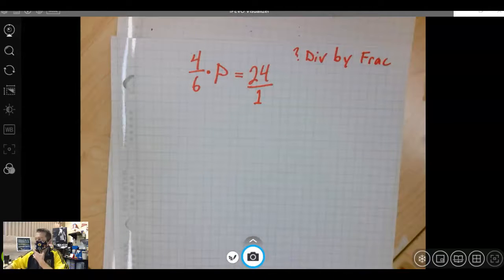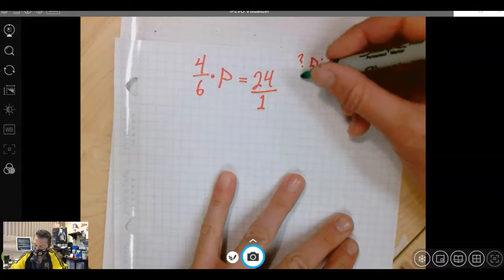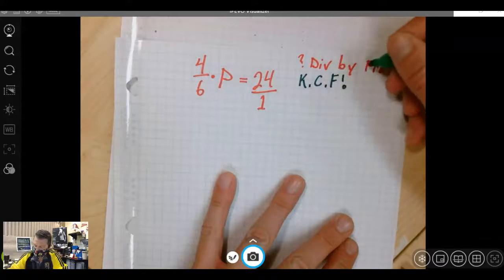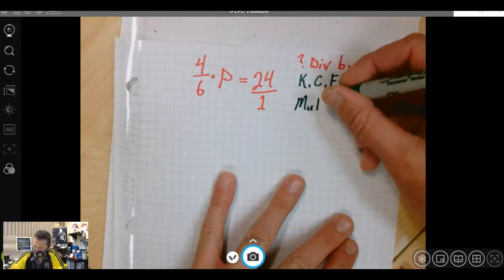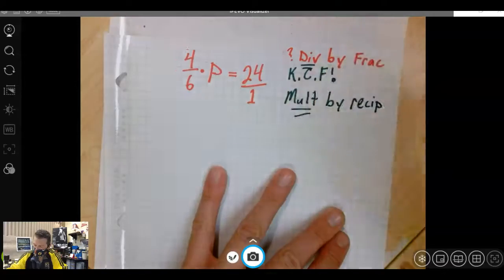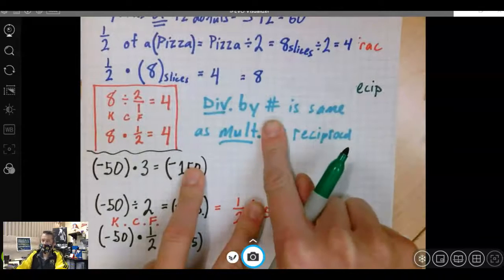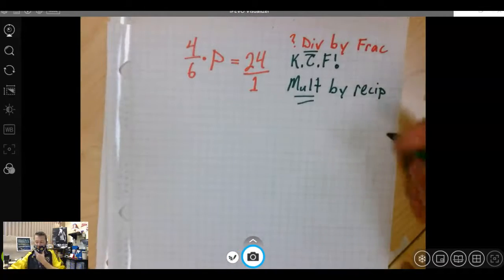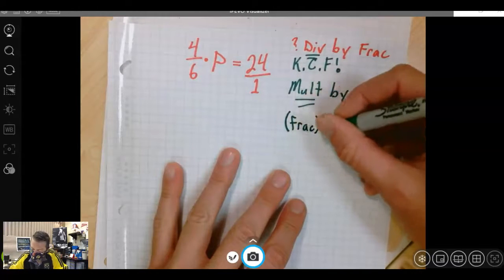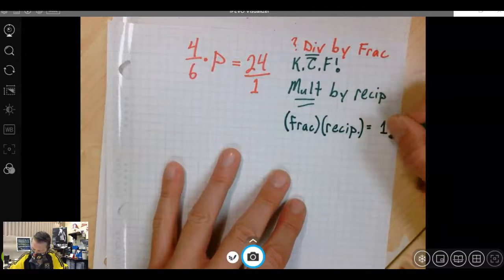what my brain should immediately be alerting me is, oh wait, divide by fraction, that activates keep, change, flip. So what I would actually do is multiply by the reciprocal, because instead of dividing, we multiply. And we wrote that right over here, what I wrote in blue, right? Instead of dividing by a number, we can multiply by its reciprocal. We wrote this rule down previously, but the reason we do this here, if I was you, I would write this down: a fraction times its reciprocal is equal to 1.